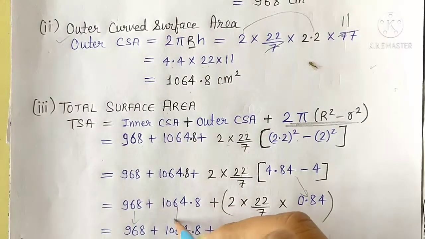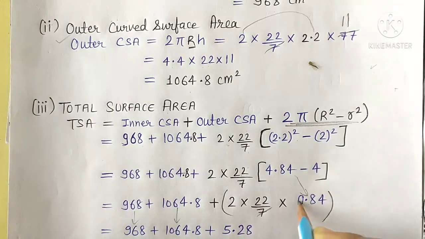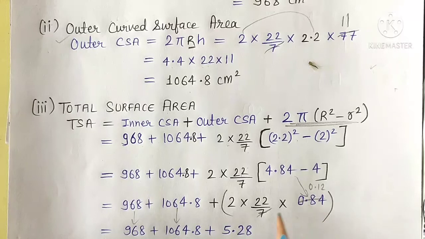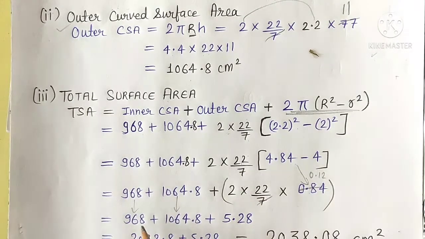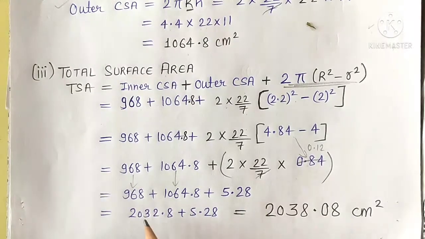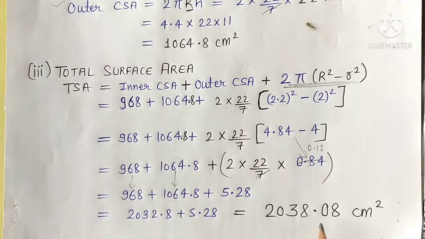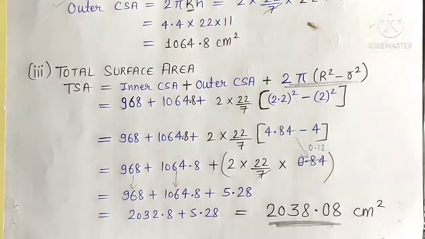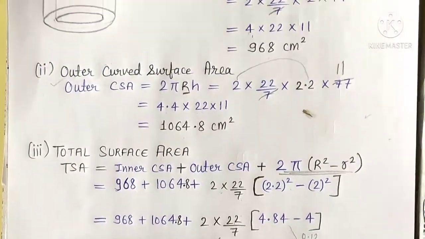968 remains, 1064.8 will remain the same. When we multiply this one, you can see here it will come 0.12. And 0.12 multiplied by 22 into 2 will come 5.28. When we add all of them, it comes to 2038.08 centimeter square. This is the total surface area, and this was the question based on the hollow cylinder.